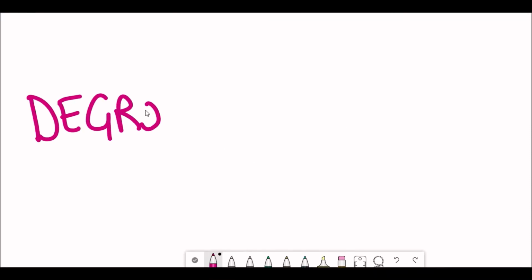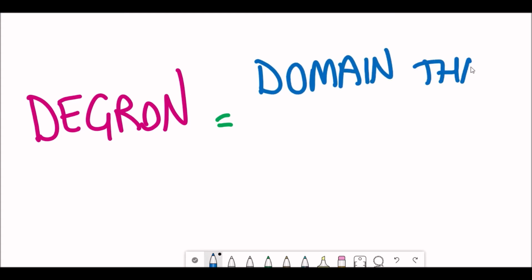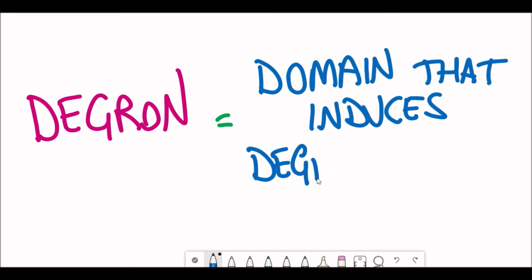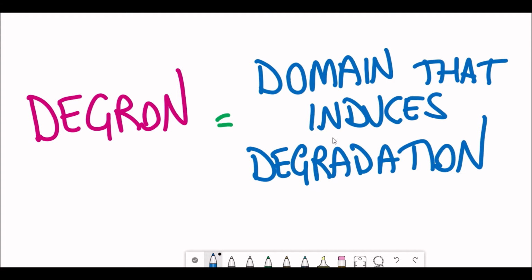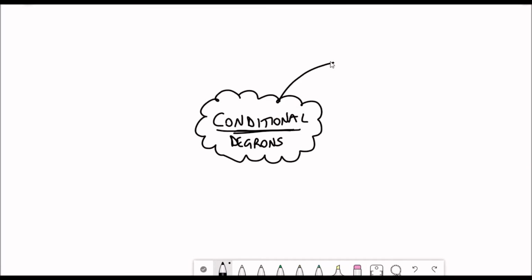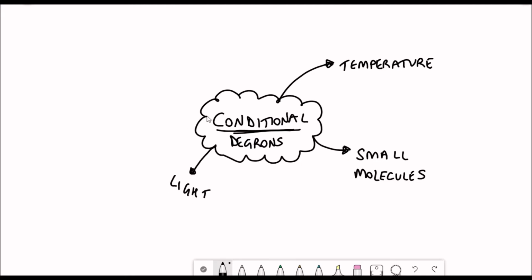What I mean by degron is a domain that induces degradation. You can add this degron domain to a protein to enable degradation to occur, and then make it conditional by using a variety of different methods that I'll talk through in this video, including temperature, small molecules, light, and the expression of other proteins. In particular, I'll focus on small molecules, mainly because I understand them a bit better and have some experience of actually using these systems.